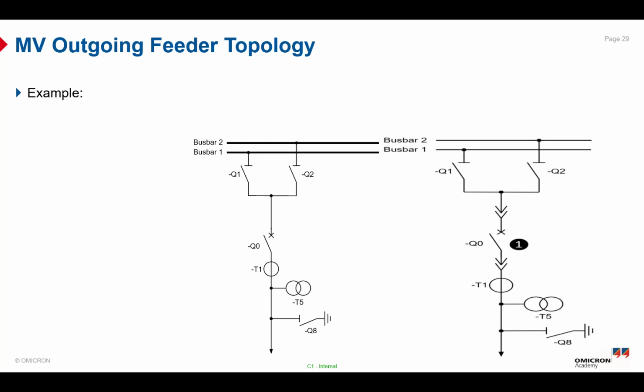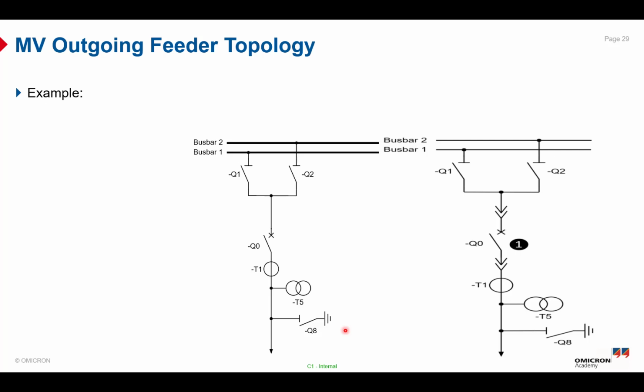As you can see here, the main difference between the two single line diagrams is Q0, which represents the circuit breaker, a withdrawable circuit breaker commonly used in the medium voltage structure and medium voltage substation. So Q0 here represents the circuit breaker with the arc quenching medium. We also have T1, the current transformer, and T5, the voltage transformer. We have Q1, the bus bar isolator for bus bar 1, Q2, the bus bar isolator for bus bar 2, and Q8, the earthing isolator for the feeder.